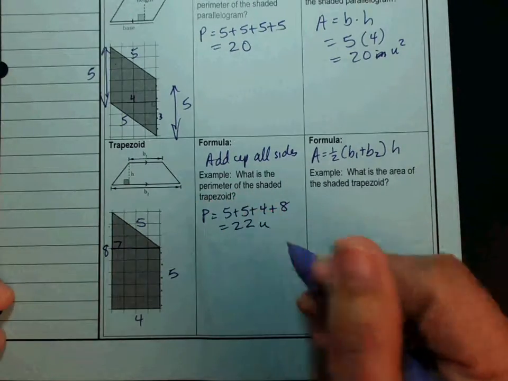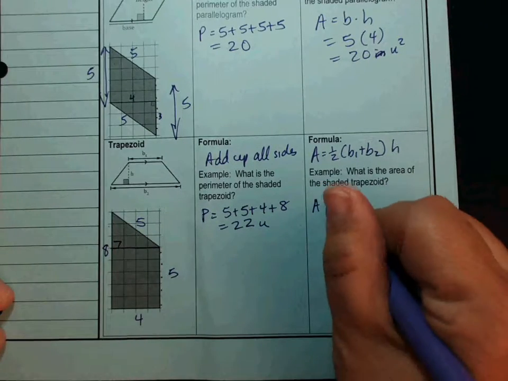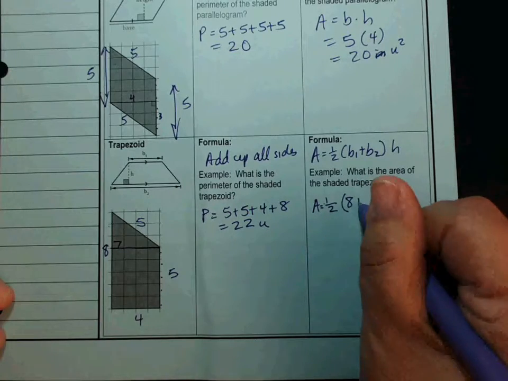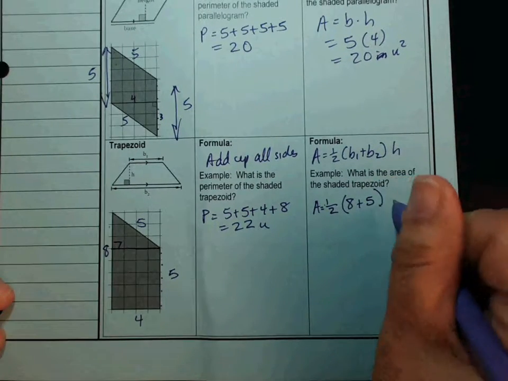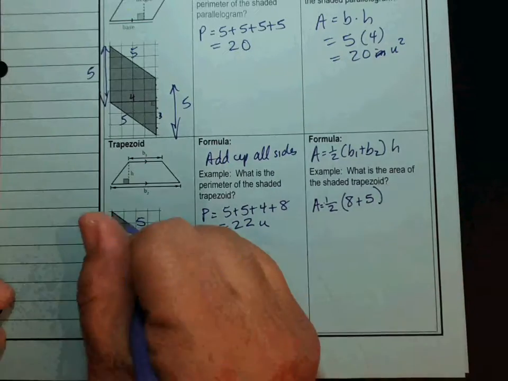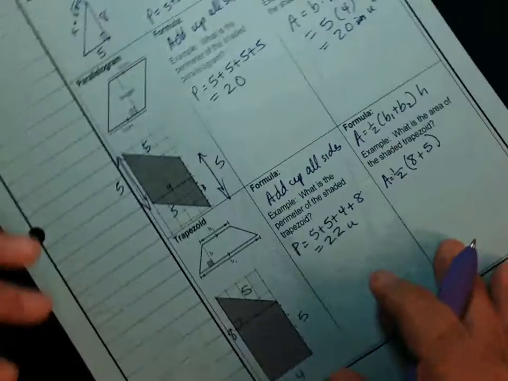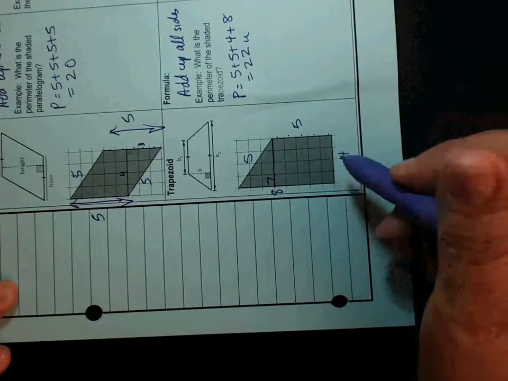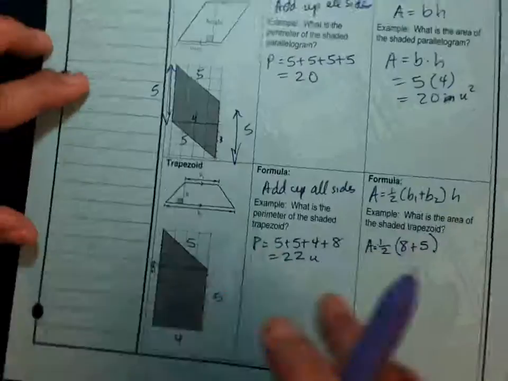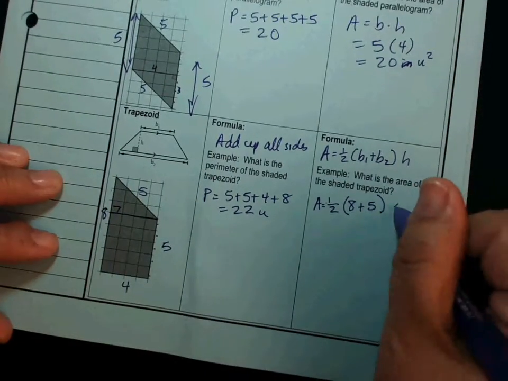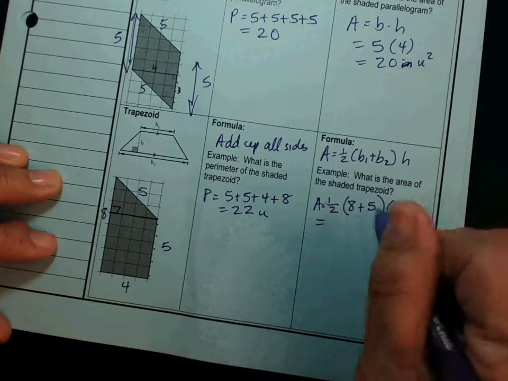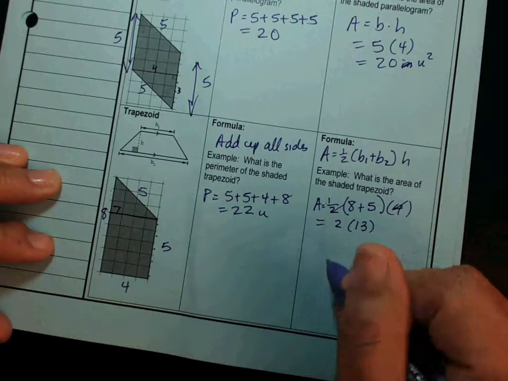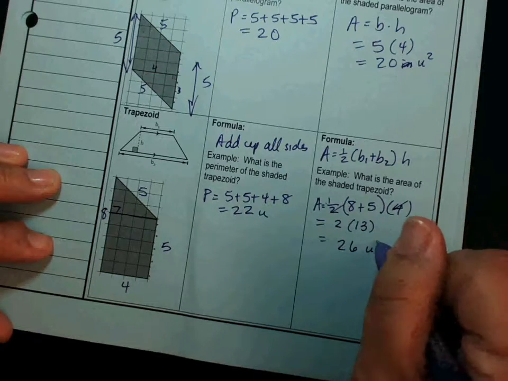Okay? Area is going to be 1/2 times base 1, I'll say that's 8, base 2 is 5, times the height. The height's not 5, it's actually this 4. So if I turned it sideways, can you see how that 4 there is the height? Same thing, see how the 4 there? I can use the same height for both of them. So 1/2 of 4 is 2, by the way. 8 plus 5 is 13. You can skip across like that to make life easier. So it's 26 units squared.